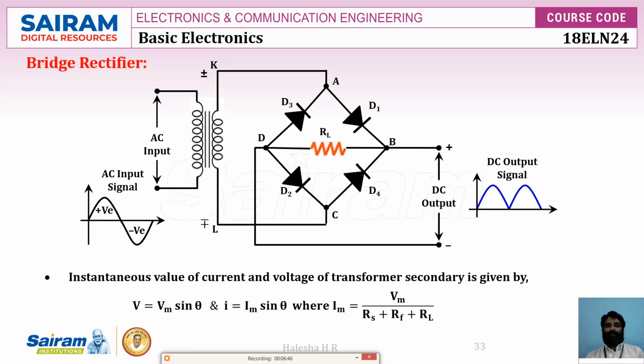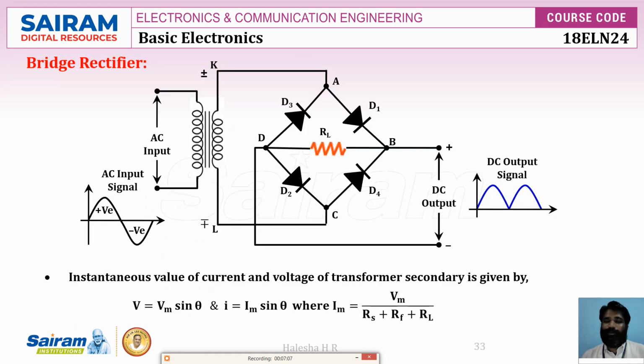And as you know, the instantaneous values of current and voltage of the transformer secondary, because the transformer secondary is applied to the diodes, are represented as V is equal to Vm sin theta, I is equal to Im sin theta, where Im is equal to Vm divided by Rf plus RL.